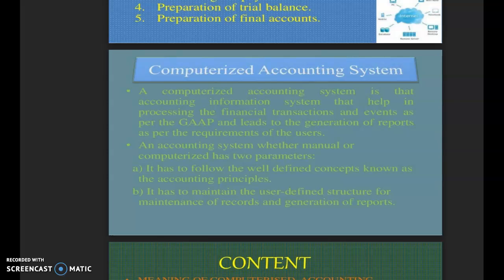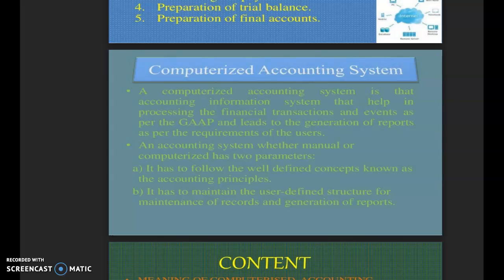That is for the employers, for the management, for the investors, for the shareholders, for the employees, for the customers, for the competitors. There are so many users of accounting, and a computerized accounting system generates various reports based upon generally accepted accounting principles, that is GAAP, as well as the accounting standards applicable to that particular concern or entity.